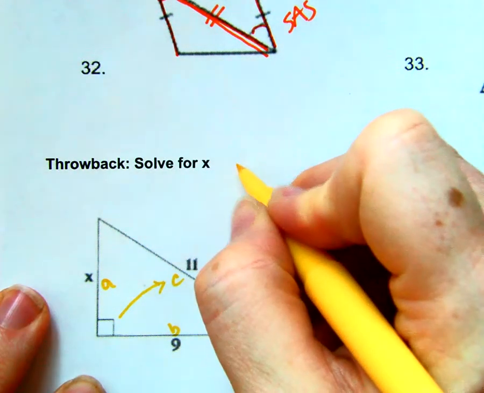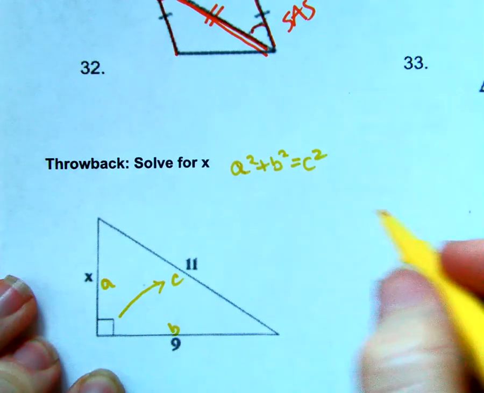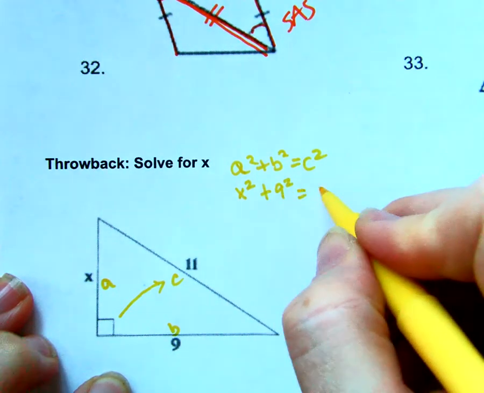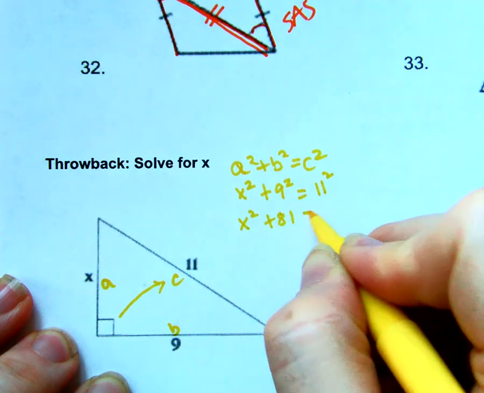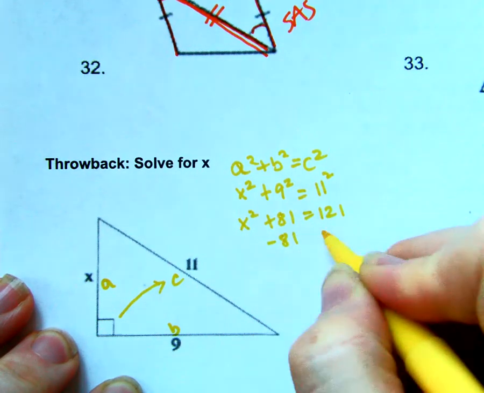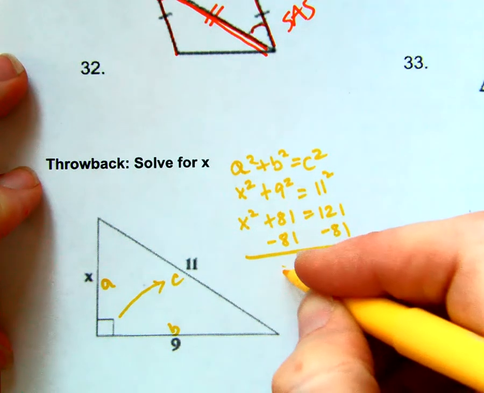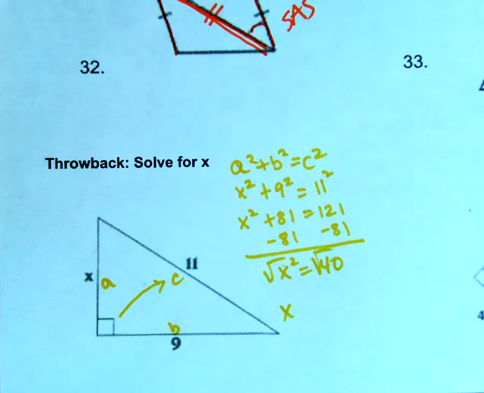So if A squared plus B squared equals C squared for Pythagorean theorem, I can solve for x. So this would be x squared plus 9 squared equals 11 squared. So x squared plus 81 is equal to 121. I subtract 81 from 121. Let me not mess this up, and I get 40. So I know x squared is equal to 40, but I got to take the square root here so that I can get to just x and not x squared.